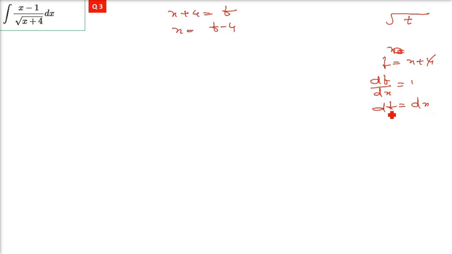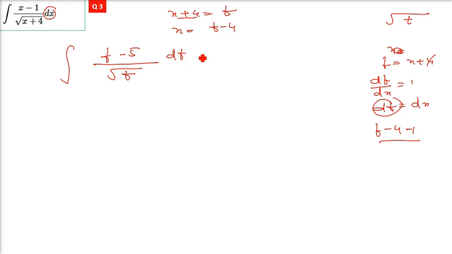We don't have to deal with various variables or the constants. It becomes easier. We need to change our original question with respect to t now. x plus 4 is of course t, we don't have to change it. But x minus 1, x is t minus 4. So t minus 4 minus 1 is t minus 5. The numerator becomes t minus 5. The denominator is under root t. dx, as we already did, is just dt.